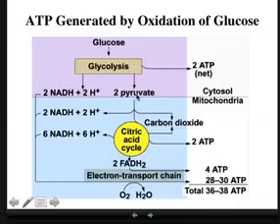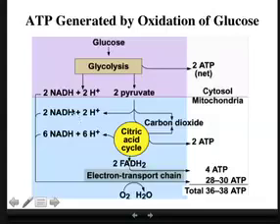The pyruvate is then, if oxygen is present, passed into the citric acid cycle, where it will be utilized to form directly 1 ATP per pyruvate molecule, so 2 ATP per glucose, 1 FADH2 per pyruvate molecule, so 2 FADH2 per glucose molecule, and 3 NADH per pyruvate molecule, equaling 6 NADH per glucose molecule.